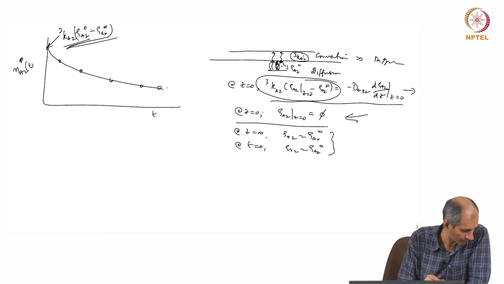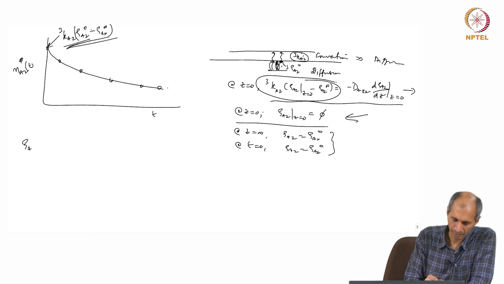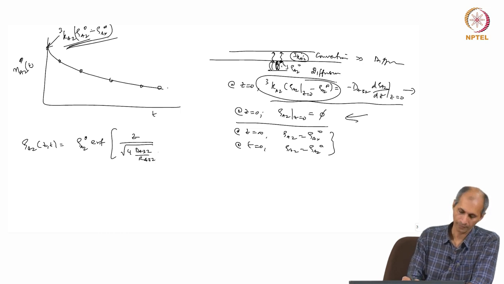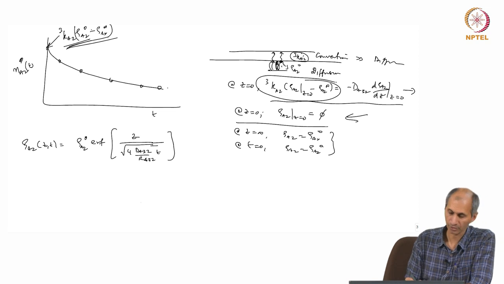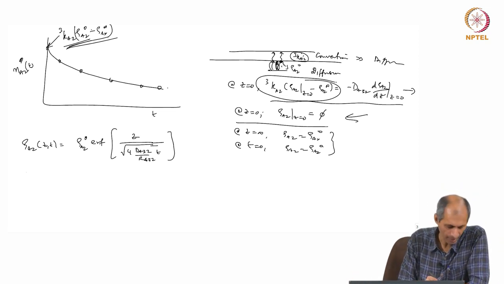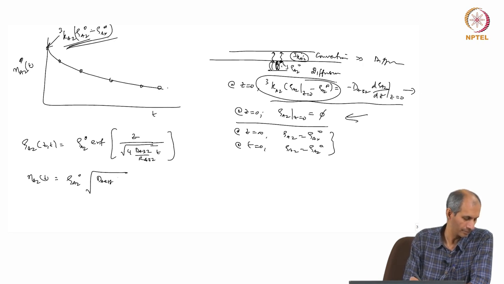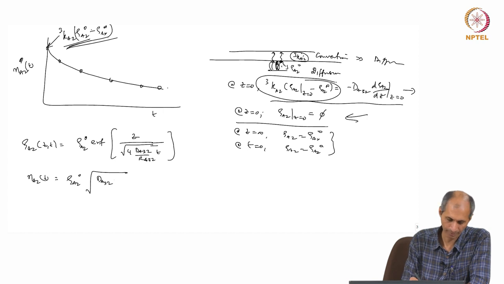If you are using Laplace transform and solve this, what you will get is rho a 2 at z and t equals rho a 2 0 into error function of z divided by the square root of 4 D a 3 2 into t, that is all. So, this big huge expression becomes very small, and then the Na 2 flux becomes rho a 2 0 into the square root of D a 3 2 divided by pi into time.